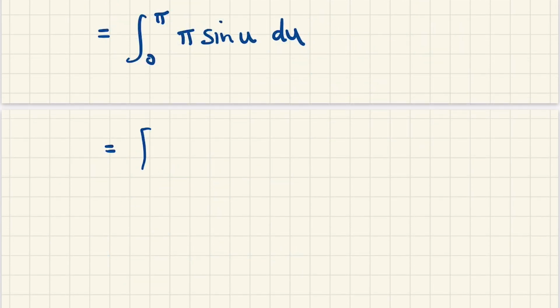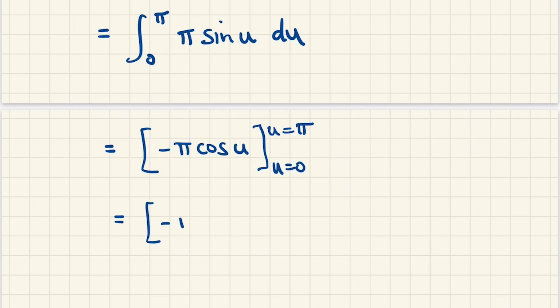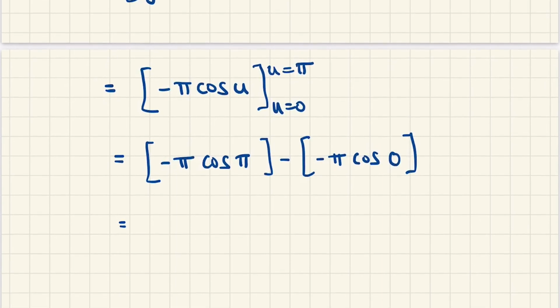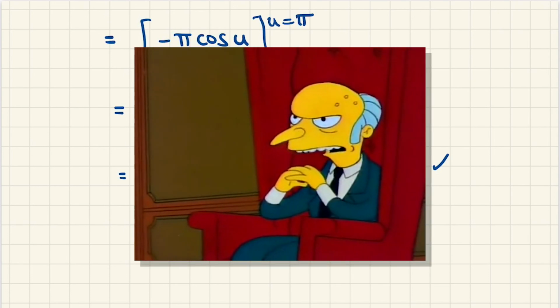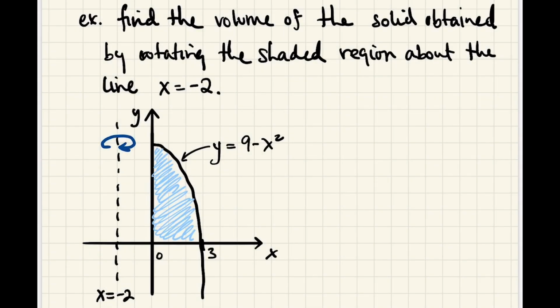Antiderivative of pi sine of u is negative pi cosine of u. We'll plug pi in there, and 0. Cosine of pi is -1. Cosine of 0 is 1. So we get 2 pi. Final answer. Excellent.